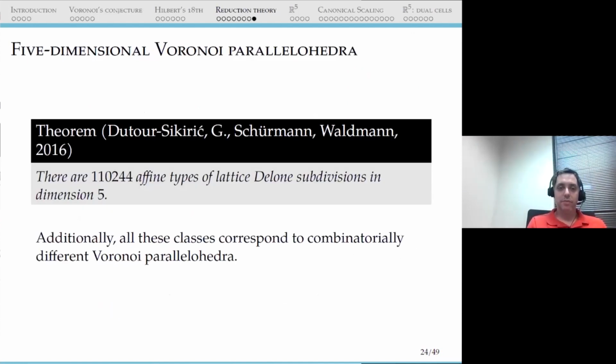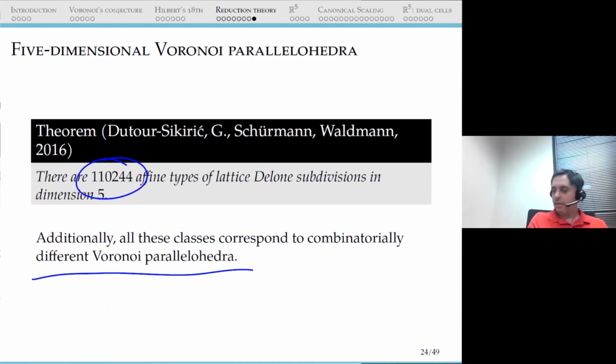And actually, that's what we did with Mathieu Dutour Sikirić, Achill Schürmann, and Clara Waldmann. So we found this scary number of affine types of Delaunay subdivisions, and those are combinatorially different Voronoi parallelohedra. So it's not a classification of all parallelohedra, but only of Voronoi parallelohedra. Okay, so that's how reduction theory helps in finding all parallelohedra.